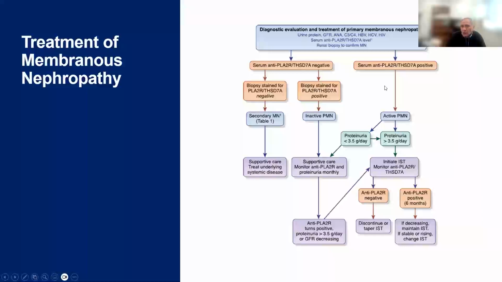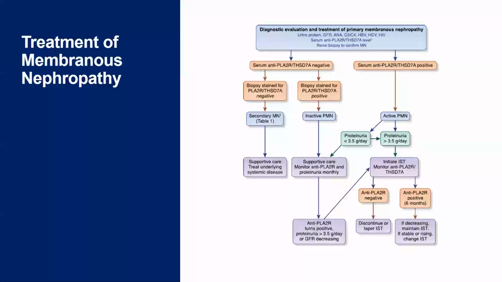Now, if the patient is PLA2R positive, there is active disease, active PMN, and proteinuria is more than 3.5, in these cases, for sure, we're going to start immunosuppressive therapy. What we are doing most commonly these days is the use of rituximab, which makes our life easier, and we follow the PLA2R. If it's positive, we maintain immunosuppressive therapy, and if needed, you can increase it. With proteinuria less than 3.5, supportive care in most cases is enough.